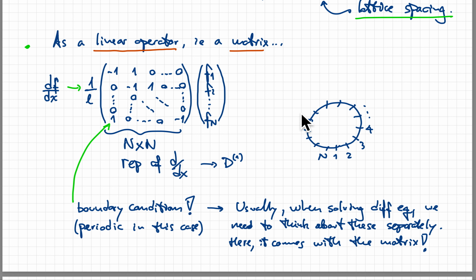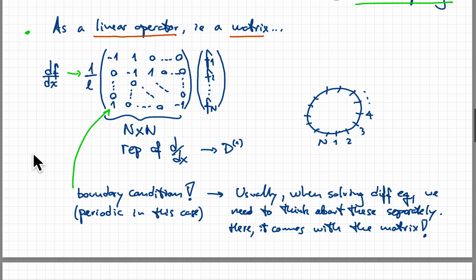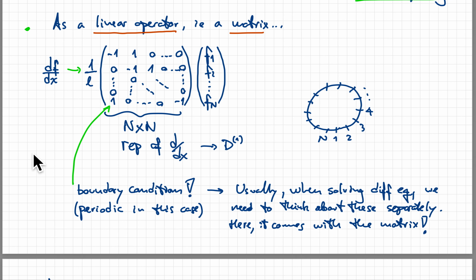And the last one is going to be f1 minus fn divided by L. You should check that. And this is one of the nice things about this matrix form, or thinking about differential operators in matrix form. That is that you really need to consider the boundary conditions as part of the matrix. So this is all one thing. It's not only the differential operator, it's also the boundaries and what we do at the boundaries.